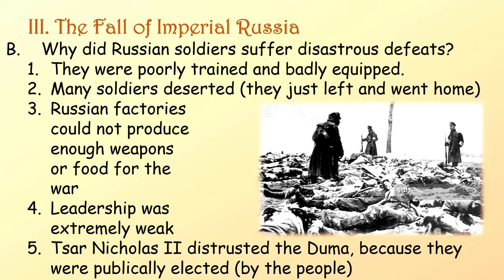So why did Russian soldiers suffer disastrous defeats? Well, like the quote said, they were poorly trained and badly equipped. Many soldiers deserted. They just left and went home. Russian factories could not produce enough weapons or food for the war. Leadership was extremely weak. And Tsar Nicholas II distrusted the Duma because they were publicly elected by the people.